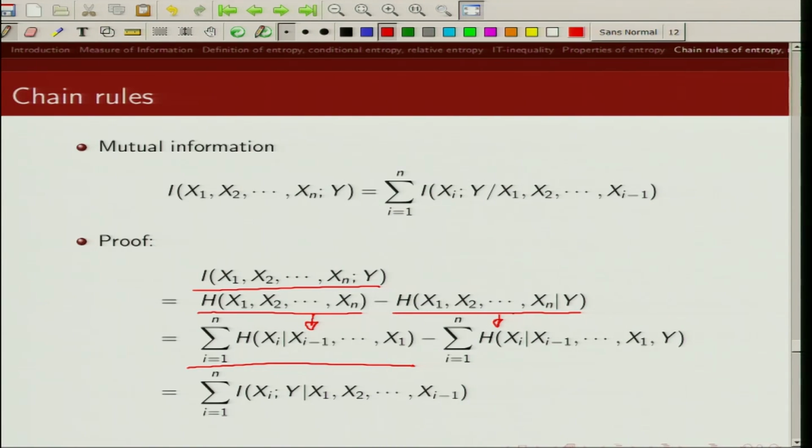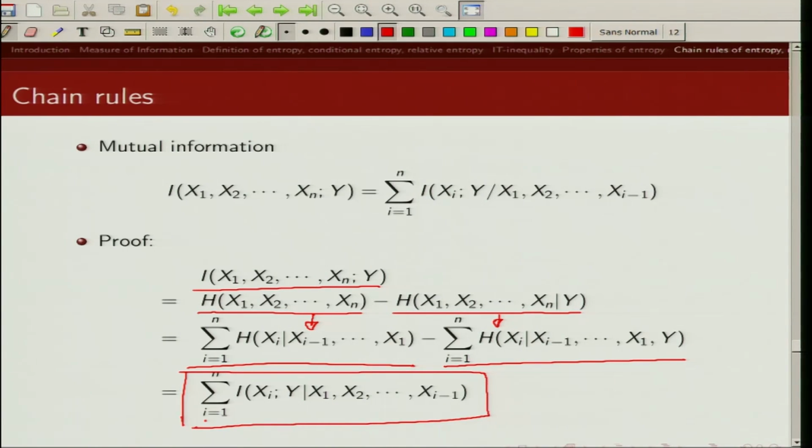Similarly, this joint entropy given y can also be written, using the chain rule, in terms of its conditional entropy. So if we combine this, we can see that this is nothing but the mutual information between xi and y given x1, x2, x3, up to xi minus 1.